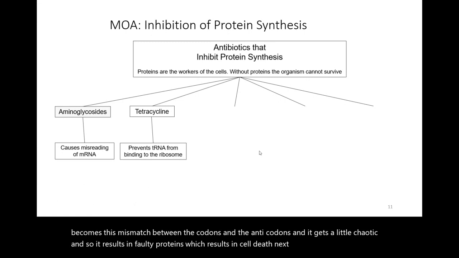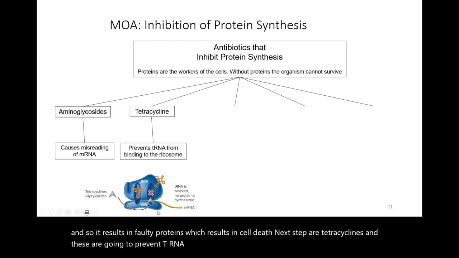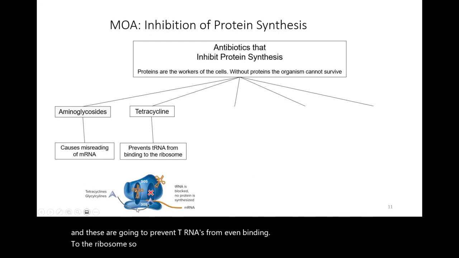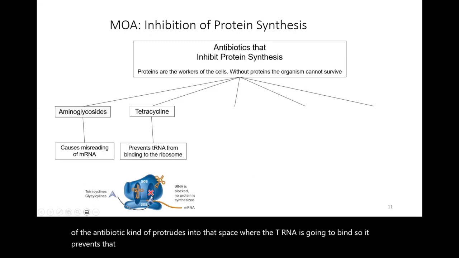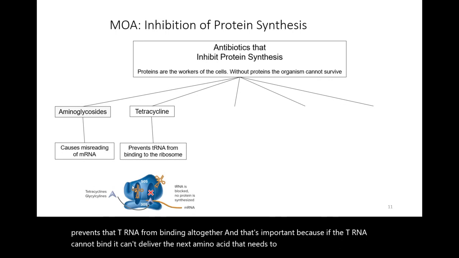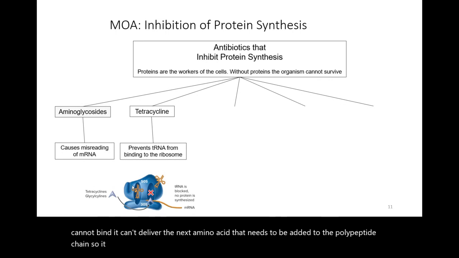Next up are tetracyclines, and these are going to prevent tRNAs from even binding to the ribosome. So tetracyclines also bind to the small ribosomal subunit, and you'll see part of the antibiotic kind of protrudes into that space where the tRNA is going to bind. So it prevents that tRNA from binding altogether. And that's important because if the tRNA cannot bind, it can't deliver the next amino acid that needs to be added to the polypeptide chain. So it essentially shuts down translation at that elongation stage.